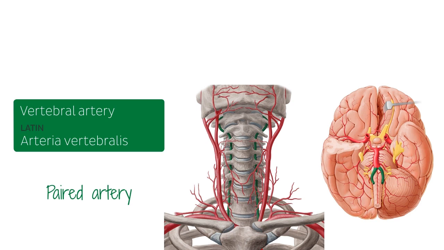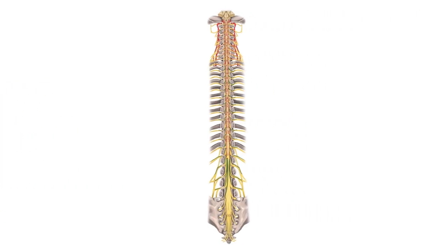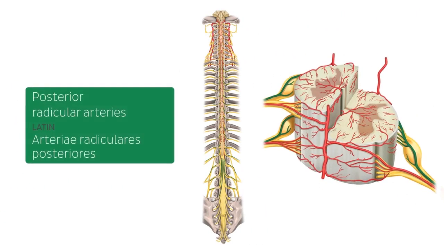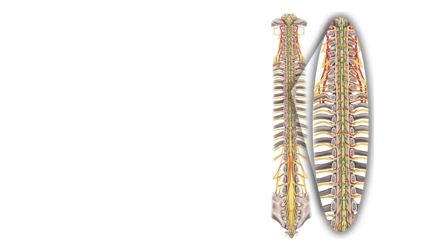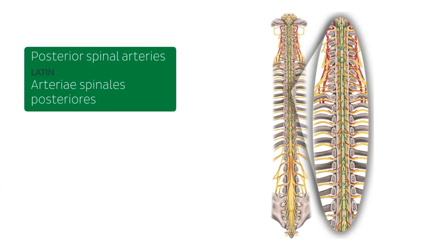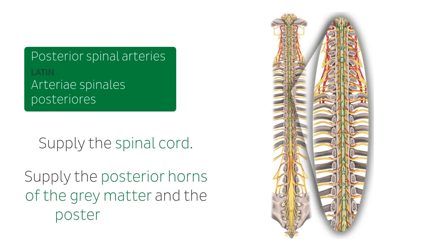The next arteries that we can see when we zoom in this image are the posterior radicular arteries. These arteries run along the posterior root of the spinal nerves, supplying them with oxygenated blood. The final arteries we are going to cover in this tutorial are the posterior spinal arteries. There are two posterior spinal arteries that supply the spinal cord. These two arteries, which run the length of the spinal cord on either side of the midline, supply the posterior horns of the grey matter and the posterior funiculi.